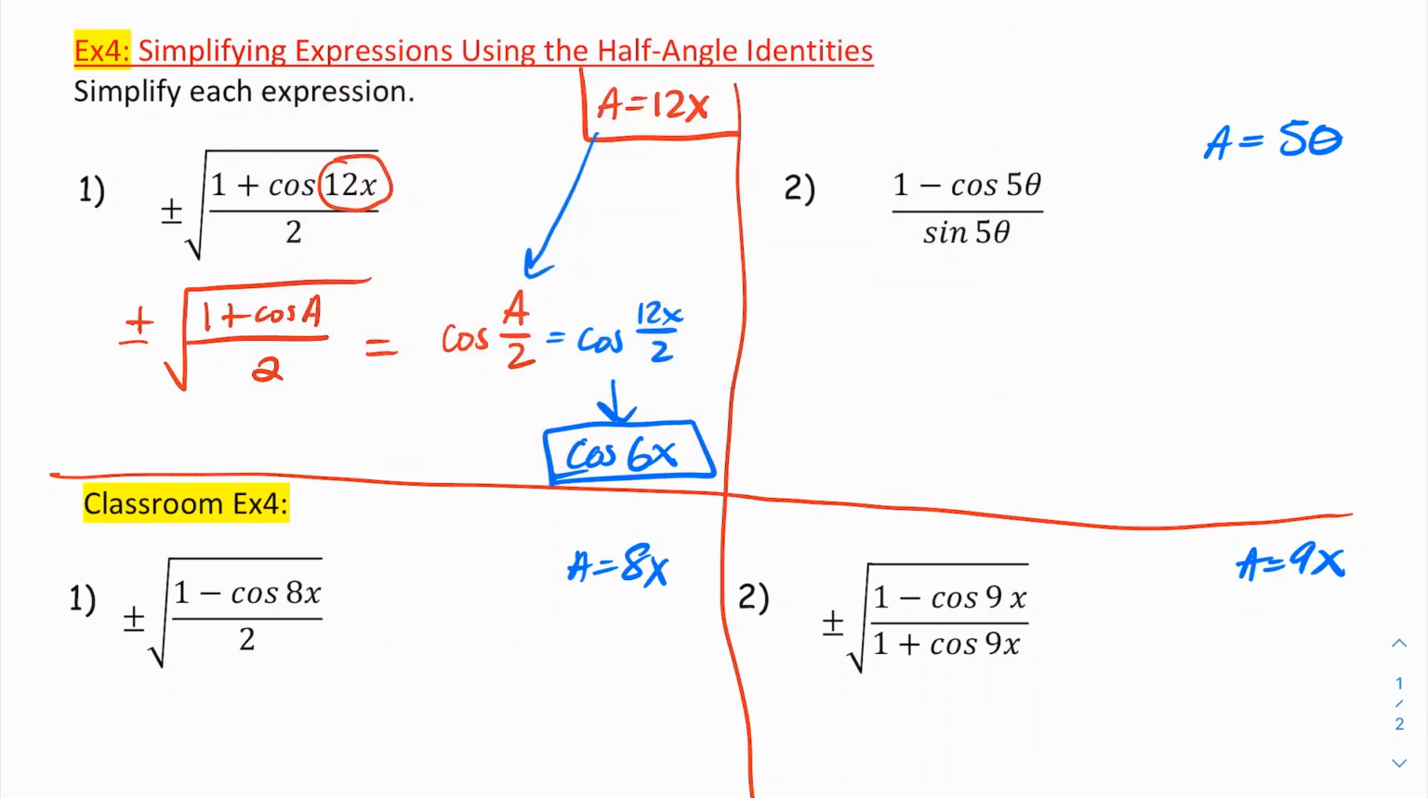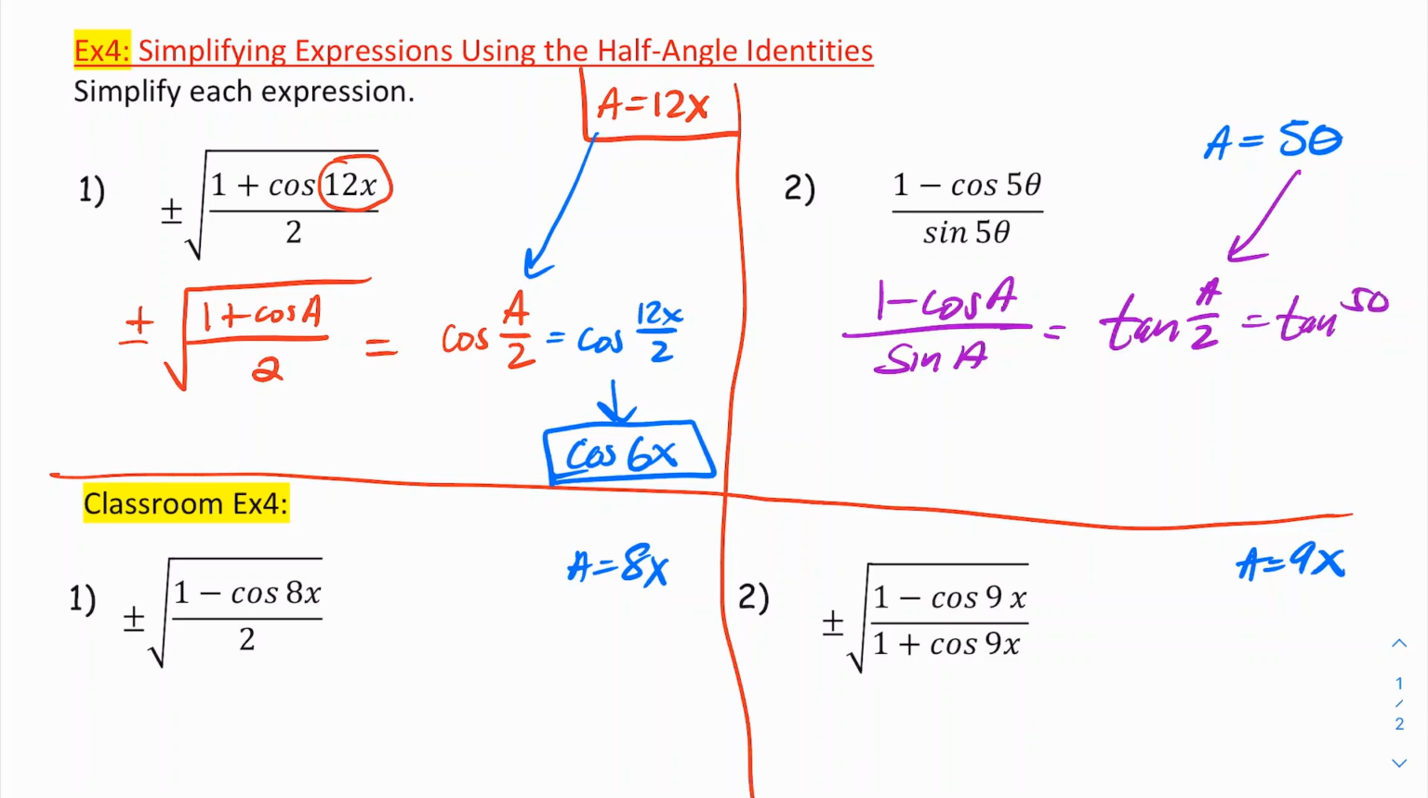All right, so this is going to be 1 minus cosine of A over sine of A. That's equal to the half angle for tangent. If you put 5 theta here, that's not 50, that's 5 theta. Then you would get tangent of 5 theta over 2, and that's it.